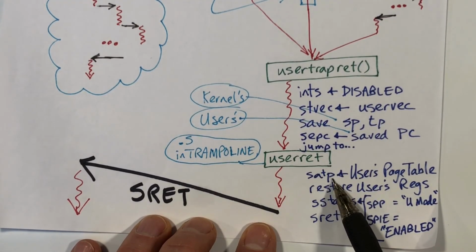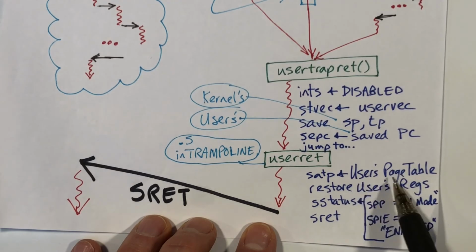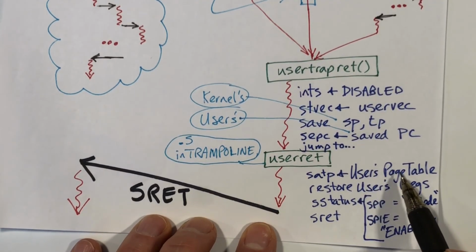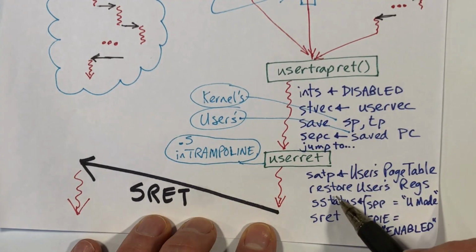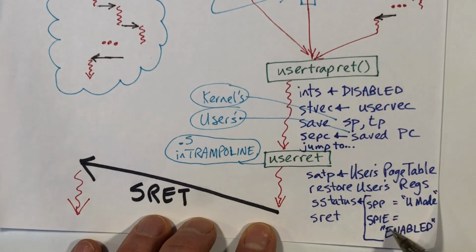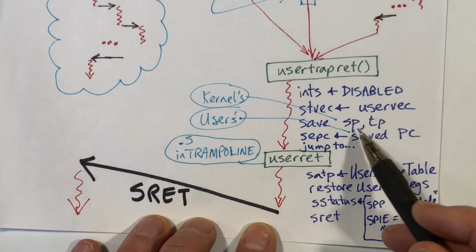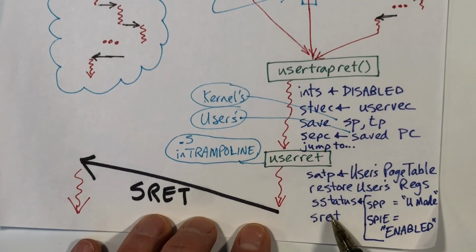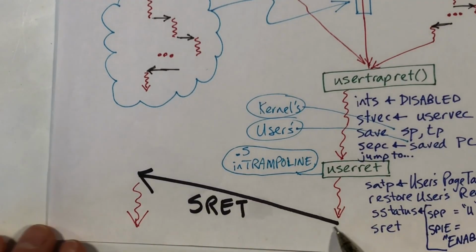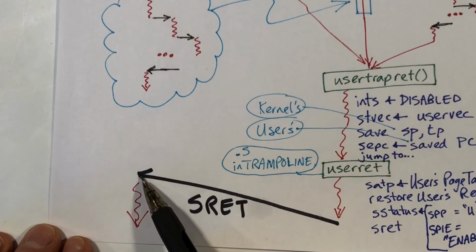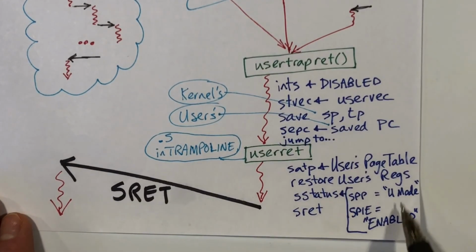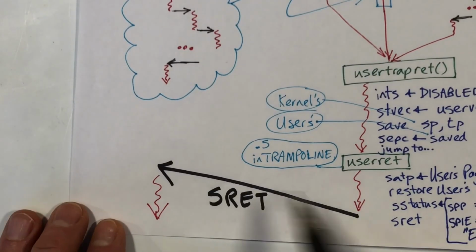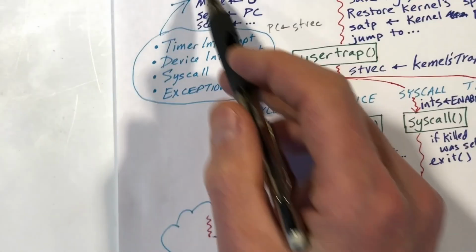set the SATP register to point to the user's page table. So now we're executing in the user's virtual address space. We restored all the user registers. We loaded the status register, or we basically changed these bits. We did that up here actually. And then finally we're ready to execute the SRET. And so that will then change the program counter back to what it was, and it will change the mode to user mode and enable interrupts. So now we're right back where we left off when the trap occurred up here, and we're ready for the next trap.